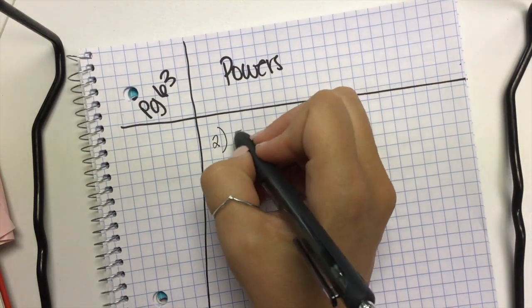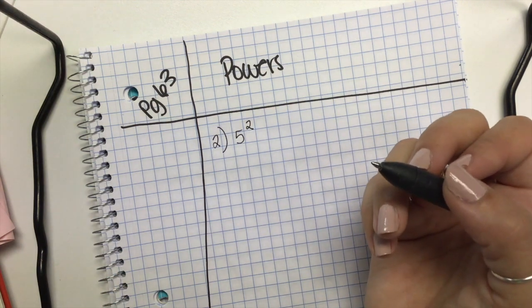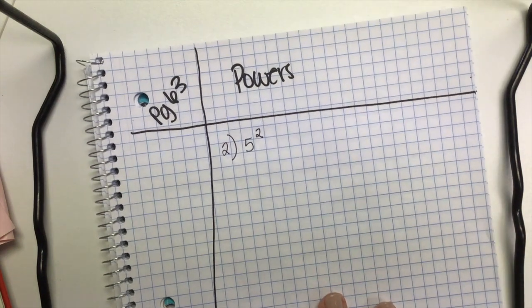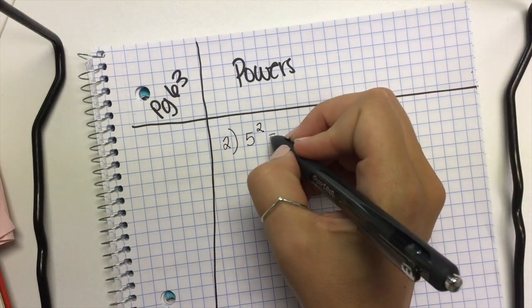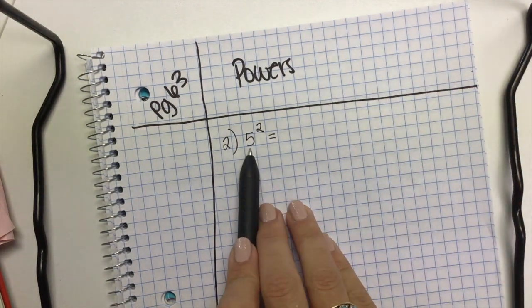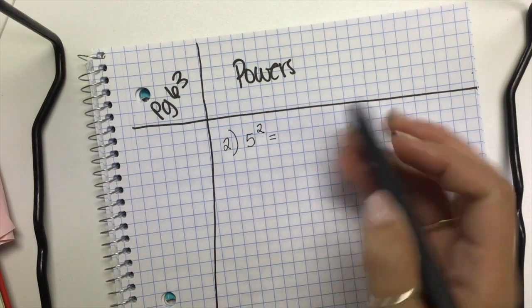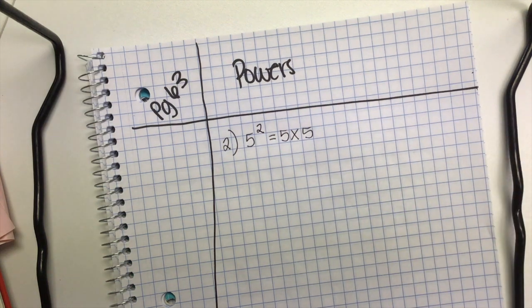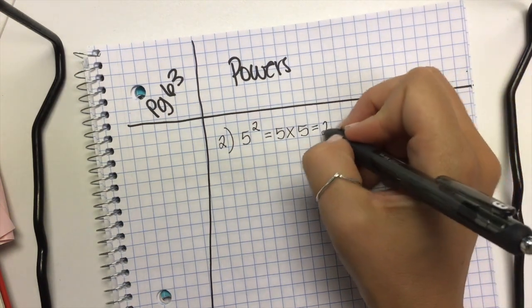write 5 to the second power as a product of the same factor, then find the value. Okay, so now we're going to find the value. So 5 to the second power is the same as what? This is our base. That's what we're using. How many times are we using it? 2 times. 5 times 5. Okay? So we've written it as a product. Now we need to solve it. 5 times 5 is 25.